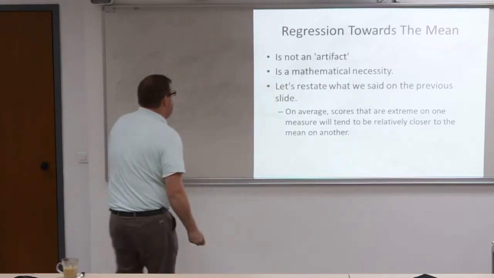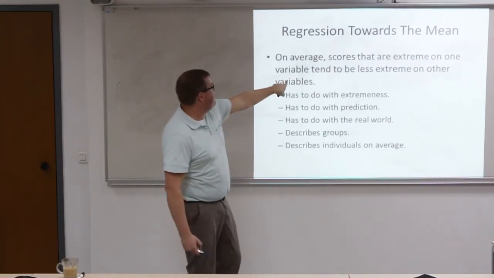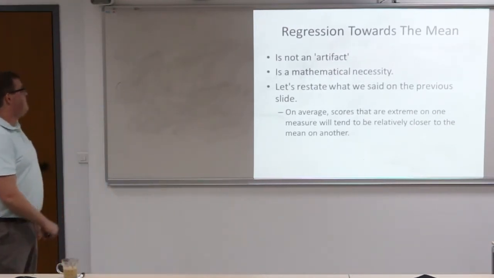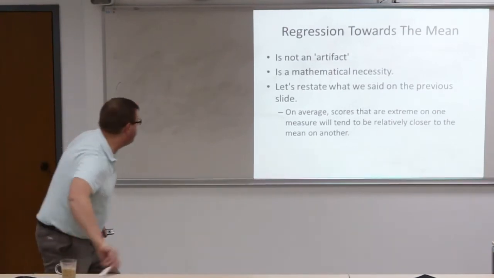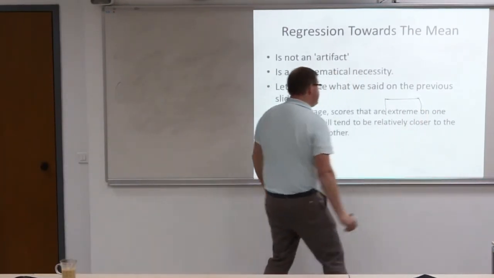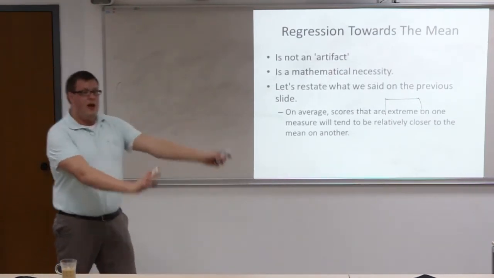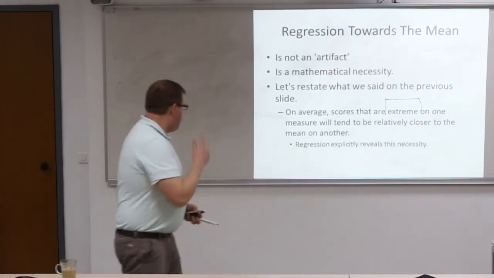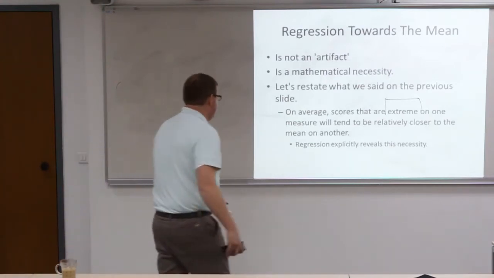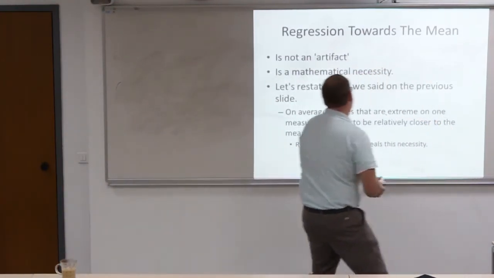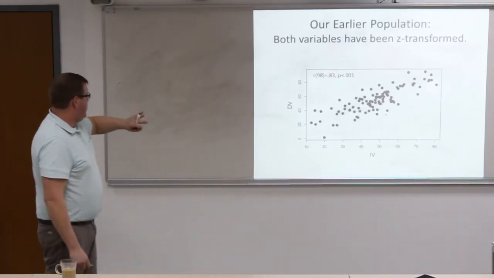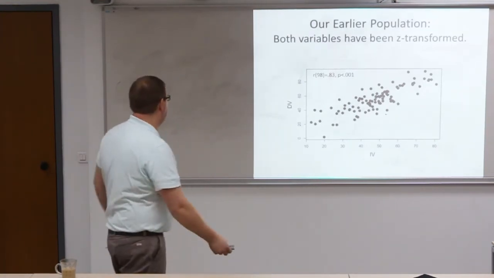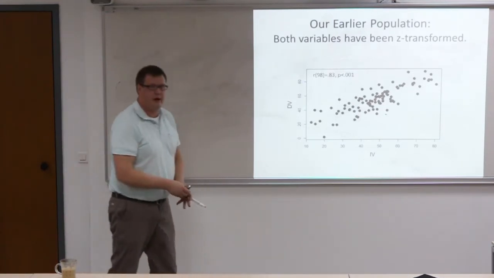So previously, we said, on average, scores that are extreme on one will tend to be less extreme on the other. If we restate that using the mean, scores that are extreme on one measure will tend to be relatively closer to the mean on the other. Scores that are relatively far away from the mean on one measure are relatively closer to the mean on another measure. So, regression explicitly reveals this mathematical necessity. These are the data that we started with, right? Not the curvilinear relationship, the linear relationship. Relationship 0.83, highly significant, right?